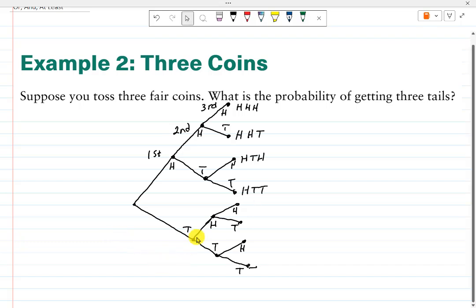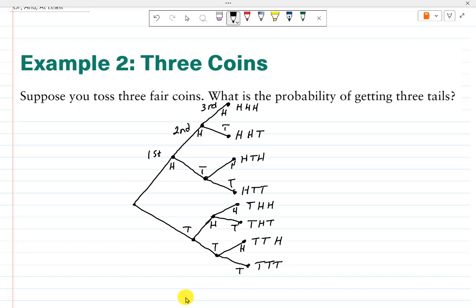Now let's move on to the bottom half. Here we have tails, heads, heads. Then we've got tails, heads, tails. And then tails, tails, heads. And the very last one, the one that they actually asked us about, is all tails. So the answer is easy from this. We see that there's only one situation out of a total of 8 of them where there are all tails. So the answer to this question is 1/8.